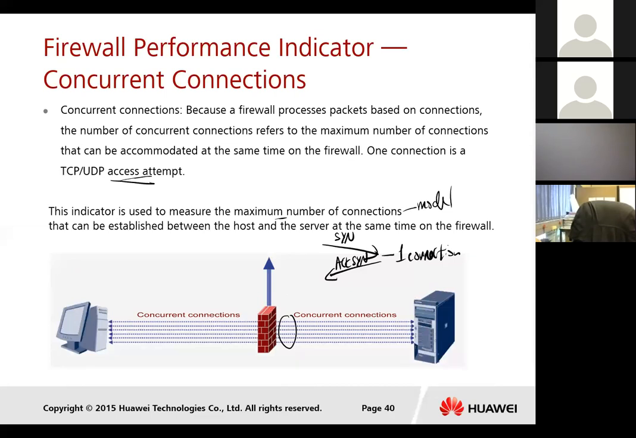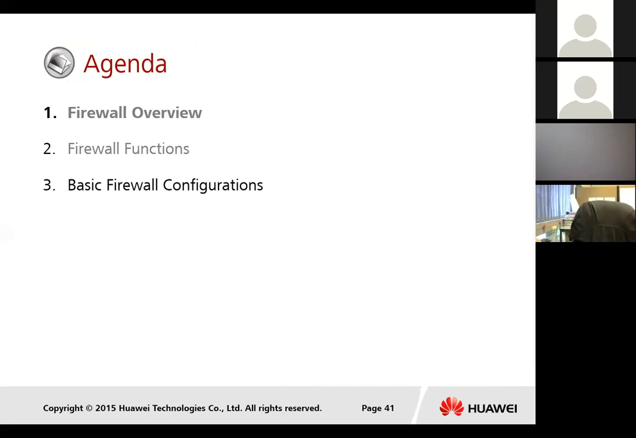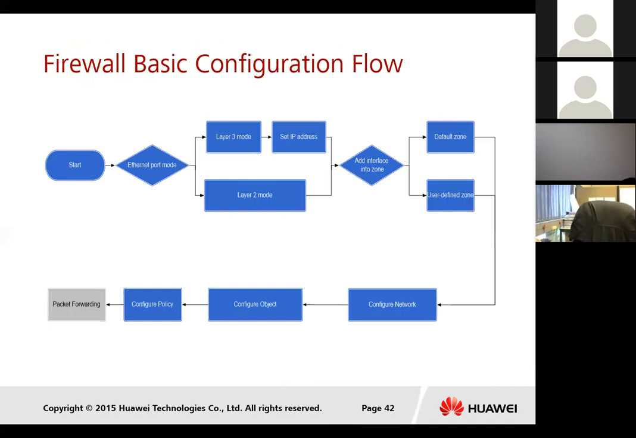All right, the next one is the basic firewall configuration. I will show you step by step how to perform the basic configuration on our firewall. At the start, on the firewall itself, under the Ethernet port mode, you have to specify whether this Ethernet port needs to be layer 3 or layer 2. Layer 2 means a transparent firewall. Layer 3 is a routed firewall. For a transparent firewall, you just use a single network segment. For a routed firewall, you need 2 network segments.